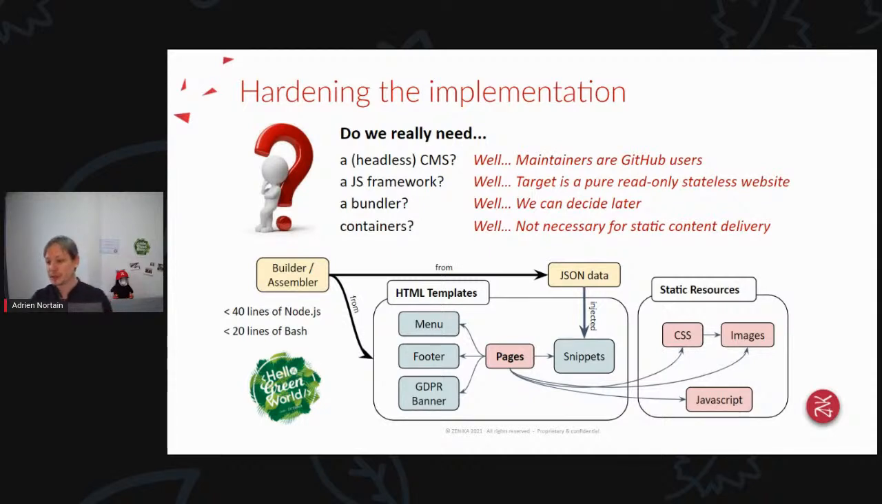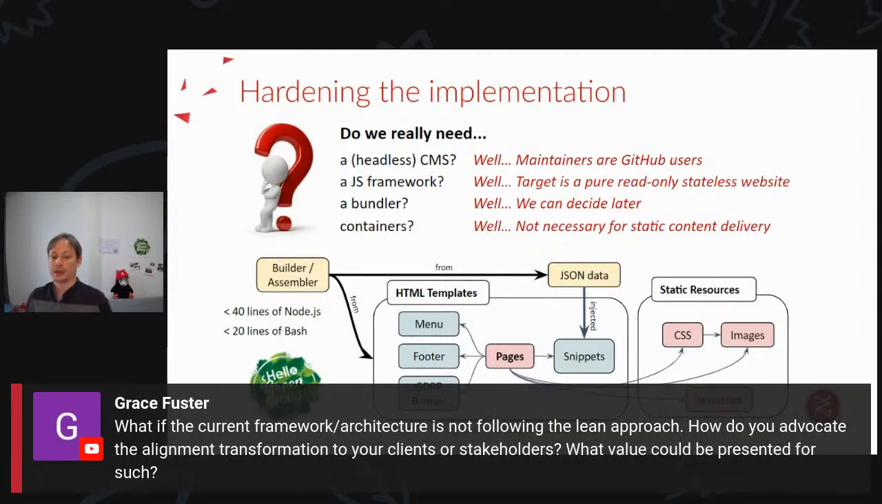We got a question. Let me show the question here. What if the current framework architecture is not following the lean approach? How do you advocate the alignment transformation to your clients or stakeholders? What value could be presented for such? All right, let me try to absorb that before I answer. What if the current framework architecture is not following the lean approach?